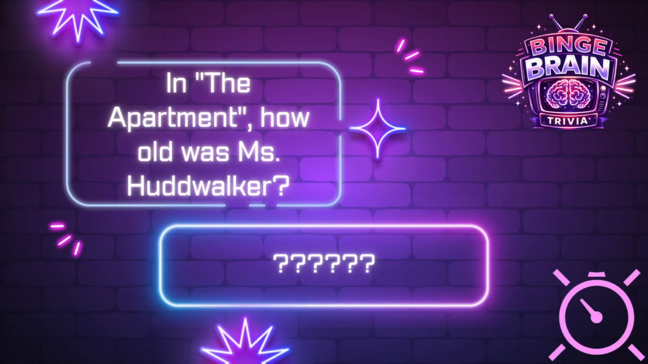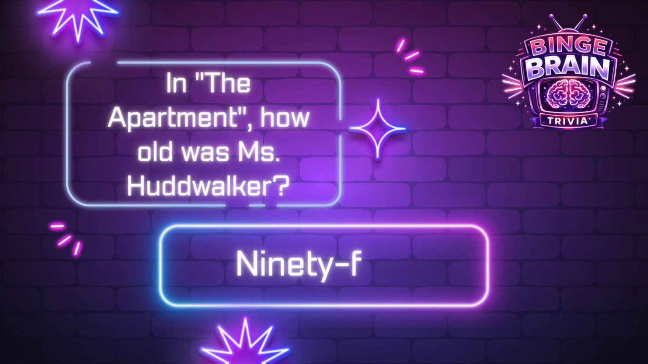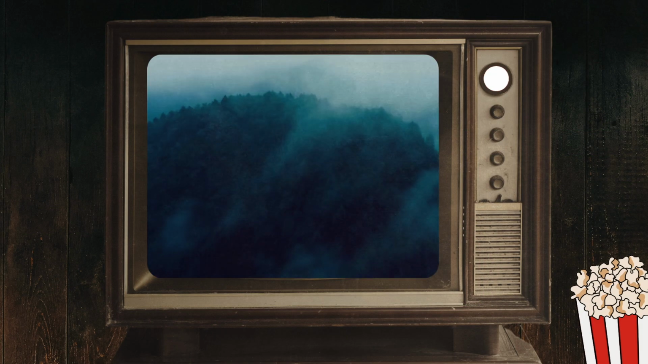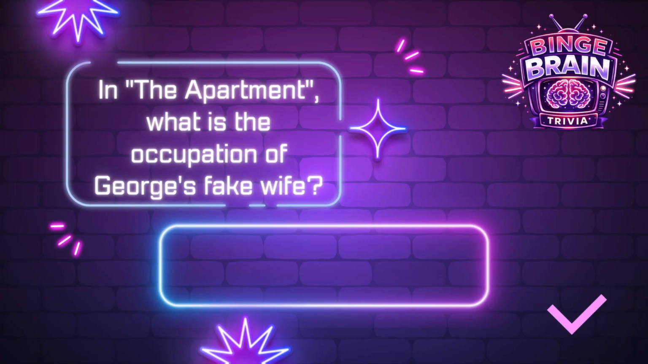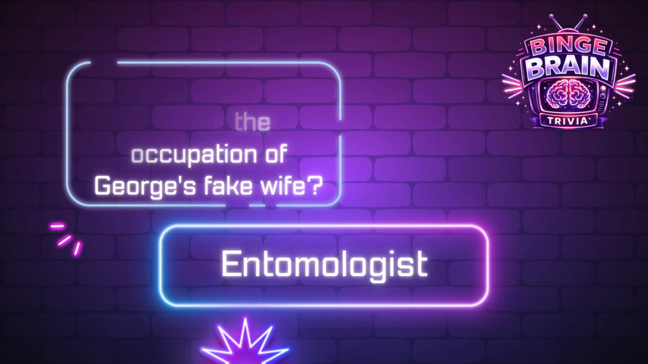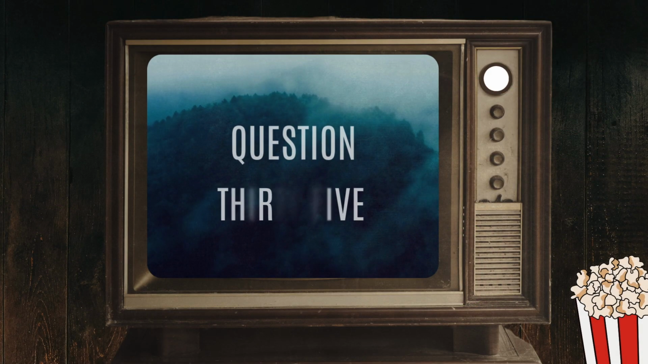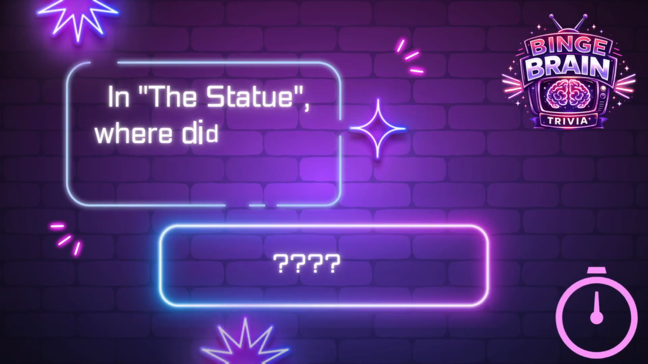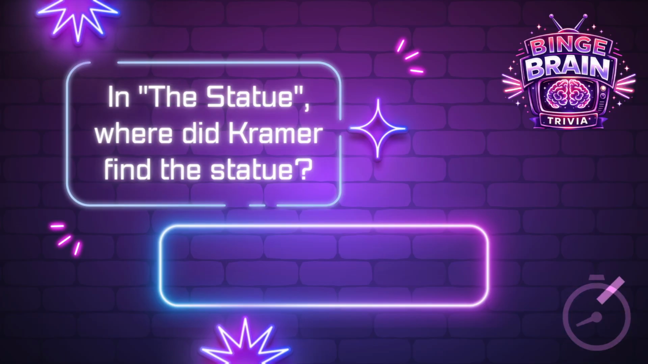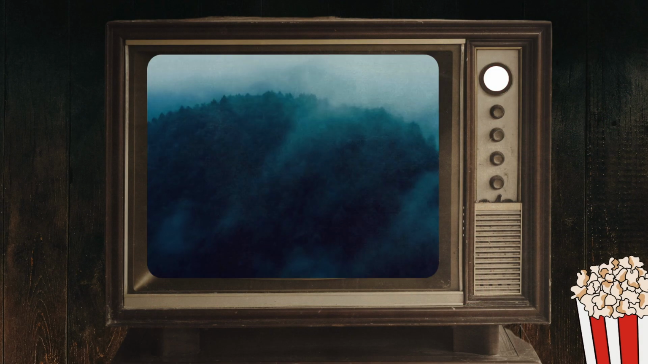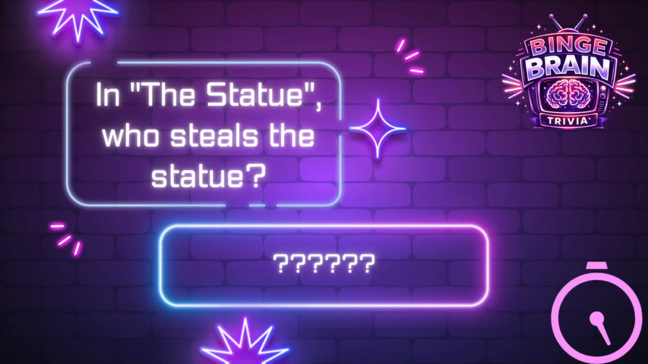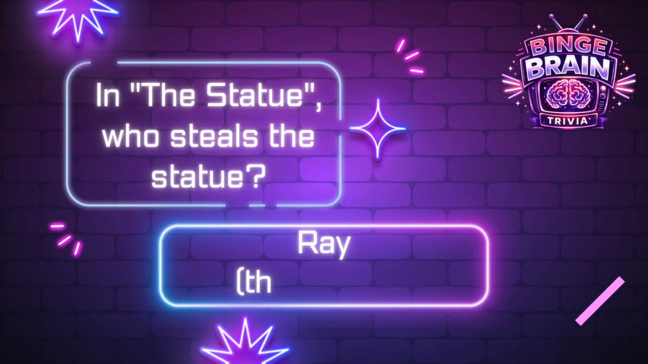In The Apartment, how old was Ms. Hudwalker? Ms. Hudwalker was 94 years old. In The Apartment, what is the occupation of George's fake wife? The occupation of George's fake wife is an entomologist. In The Statue, where did Kramer find the statue? Kramer found the statue in a box of old clothes and keepsakes. In The Statue, who steals the statue? Ray, the cleaner, steals the statue.